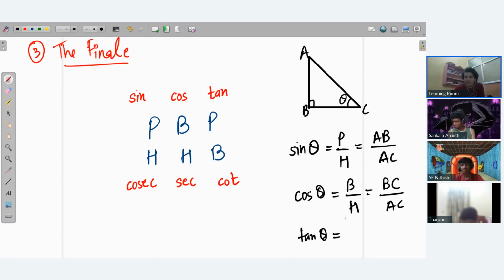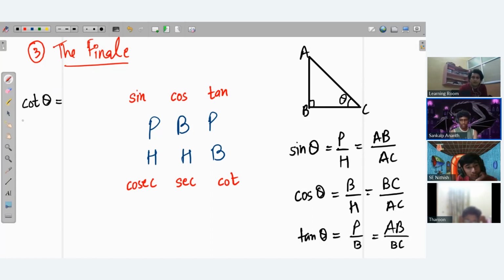What about tan theta? Tan theta is P over B, perpendicular over base, which is AB by BC. What about cot theta? Base by perpendicular. This is the thing we need to be careful of: for cot, it is B over P, so the direction has to be reversed. The base is BC and the perpendicular is AB.